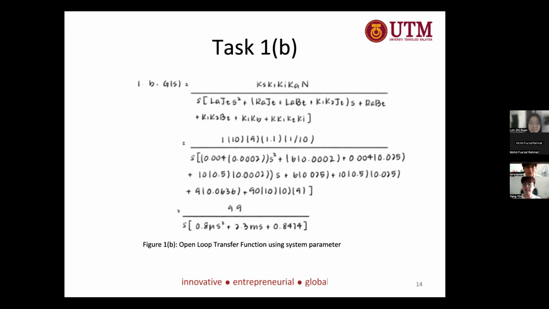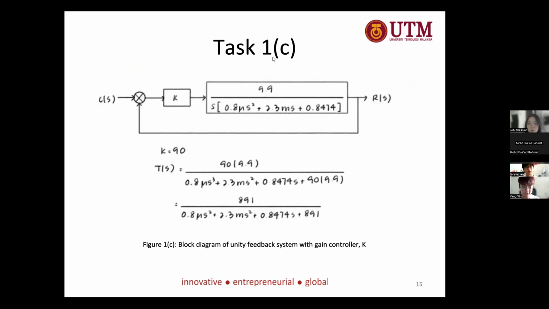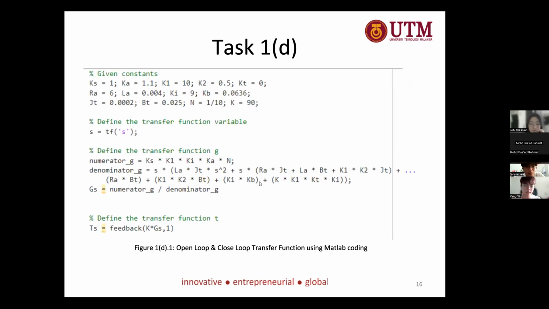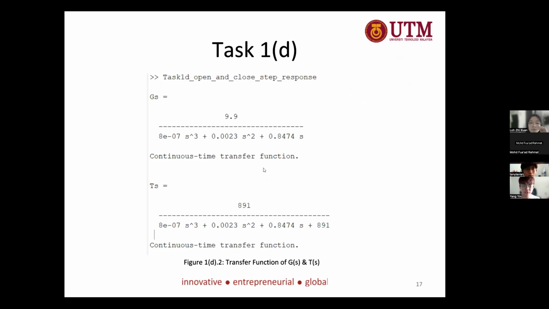Going to task 1B, we need to get the open loop transfer function using the parameter values given just now. So I just insert the value for each parameter and we get G(s) here. And going to task 1C, we draw a block diagram using this unity feedback system, and our controller gain is 90, and the closed loop transfer function will be this T(s). And going to task 1D, we need to obtain the open loop and closed loop transfer functions using MATLAB coding. So this is the coding, and the results are shown in MATLAB.